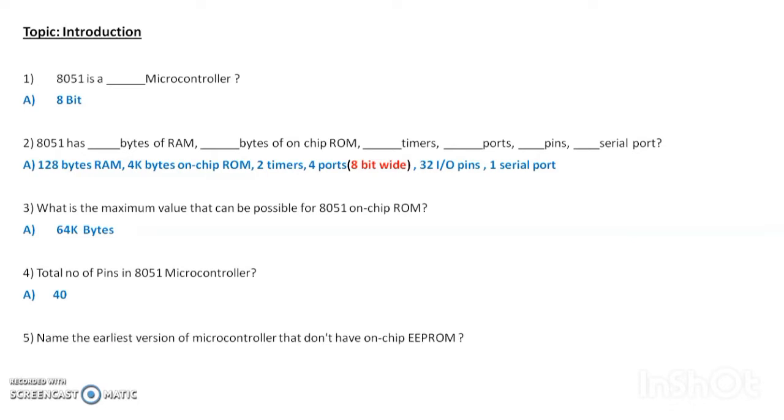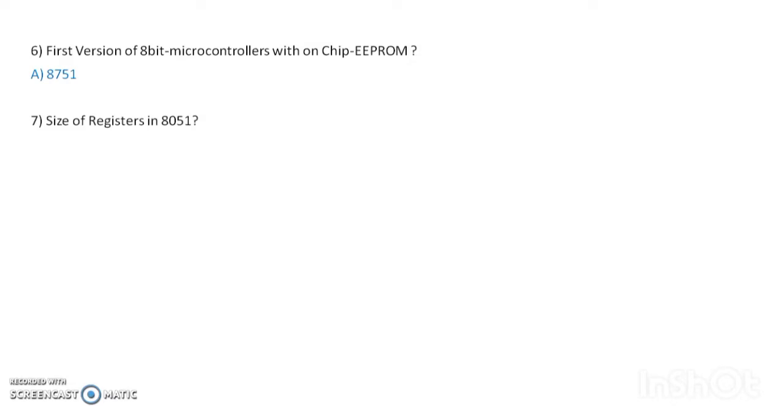Bit number 5, name the earliest version of the microcontroller that doesn't have on-chip EPROM. The answer will be 8031. Bit number 6, what is the first version of the 8-bit microcontroller with on-chip EPROM? The answer will be 8751. Bit number 7, size of registers in 8051. Basically most of the registers in 8051 are 8-bit, and there are some registers which are 16-bit. But for now, let me give you small information on this.